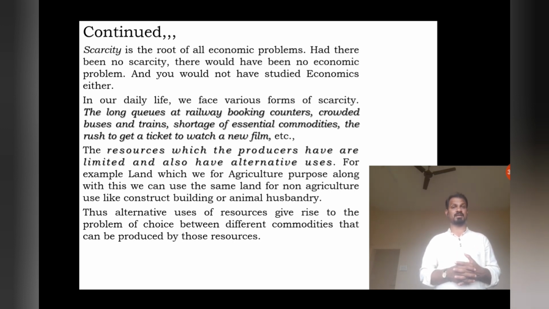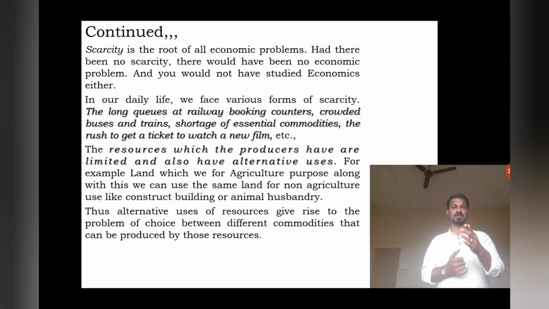The rush to get a ticket to watch a new film: film theaters are also not in a good number. That is why we rush to get a ticket to watch a new film. Wherever film theaters are available, we rush to get tickets as early as possible. After seeing these forms of scarcity, maybe you have understood what scarcity is and how we are facing it.